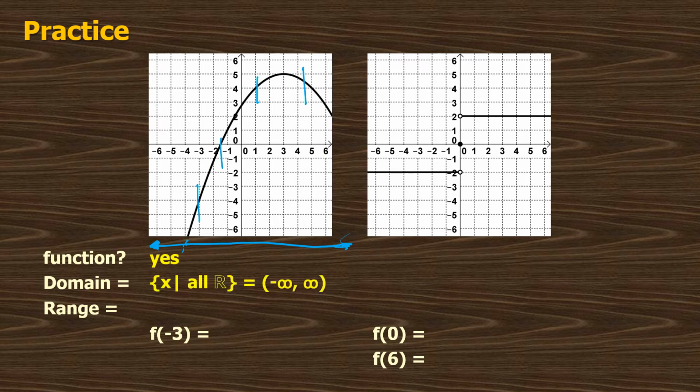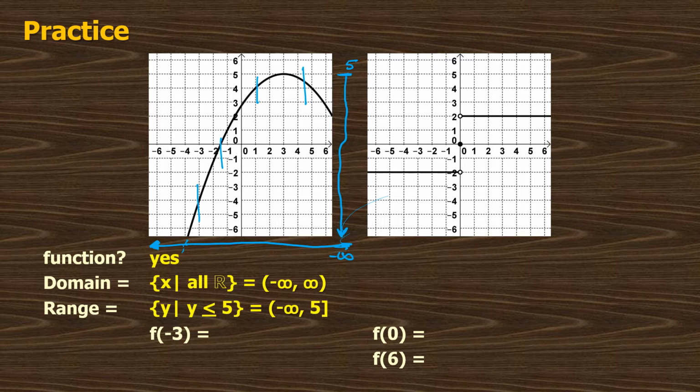Therefore, the domain will be all reals. The range, on the other hand, it seems that the highest the graph goes is at 5. But the graph does keep going lower and lower and lower forever. So I guess you could say it starts at -infinity and goes up to 5, which I can write easily in interval notation. Just make sure I use a bracket for the 5. Or I can just say y is less than or equal to 5.